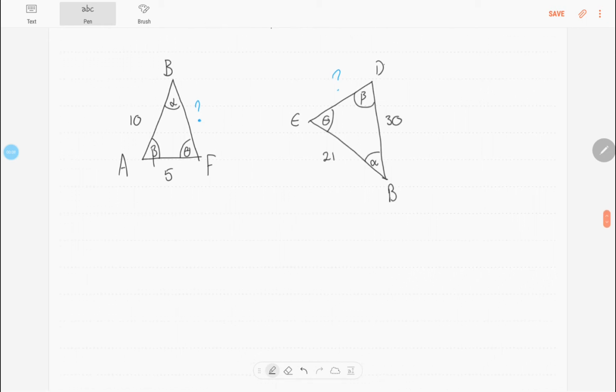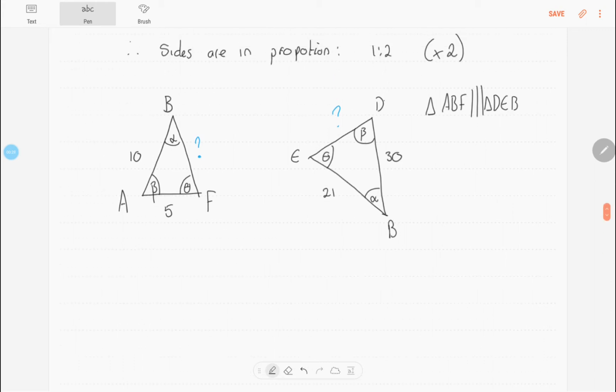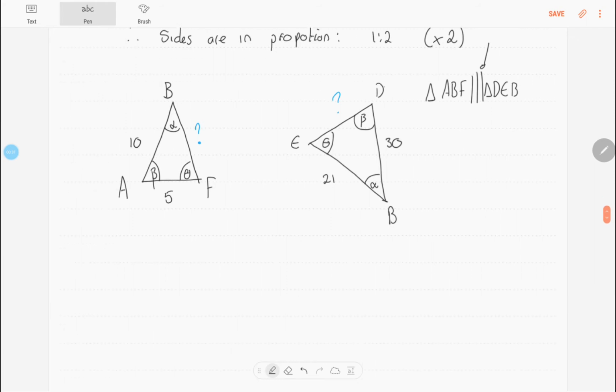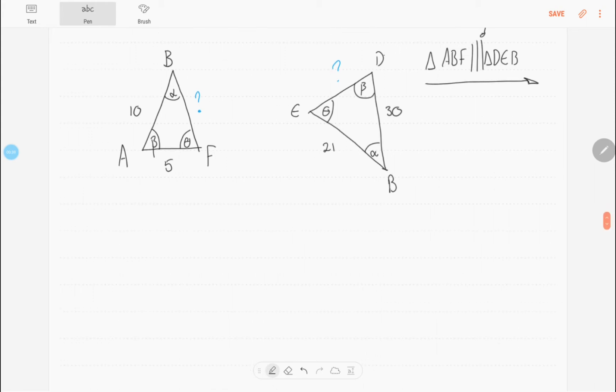So here's the question that we have been asked. They tell us that triangle ABF is similar to triangle DEB, triangle DBE. Just remember this is your sign for similarity, three lines going up. They've told us this, so we don't have to prove that it's similar. What we need to find is the length of BF, and the length of ED.